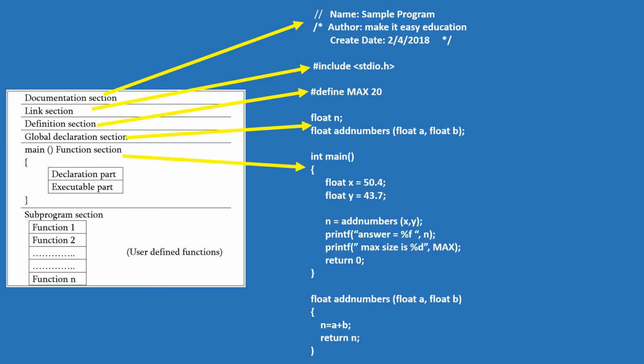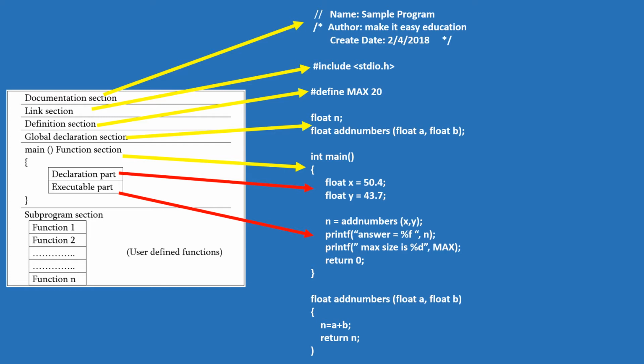Main functions section. Every C program must have one main function. This section contains two parts: declaration part and executable part. Declaration part. The declaration part declares all variables used in the executable part. Executable part. There is at least one statement in the executable part.